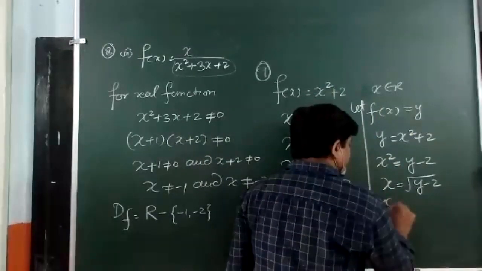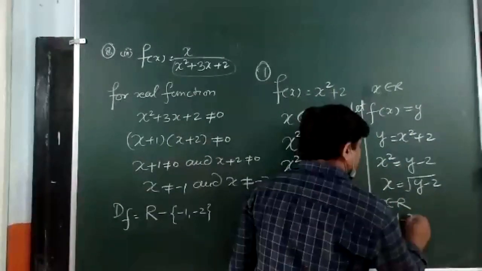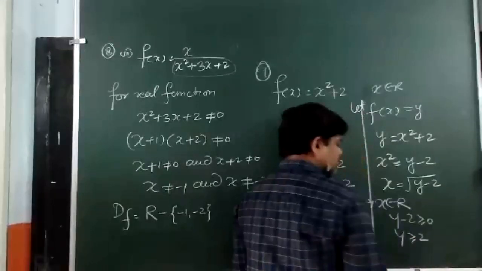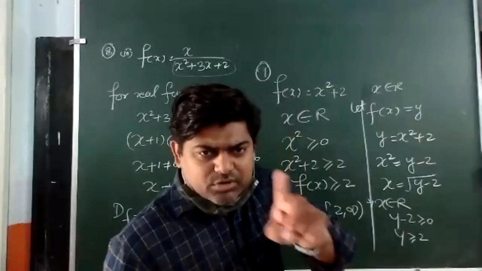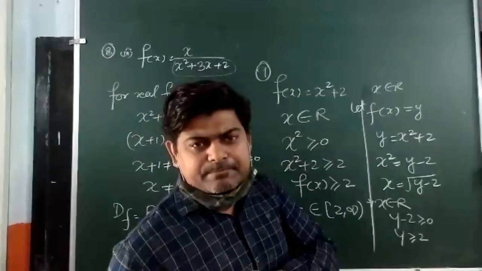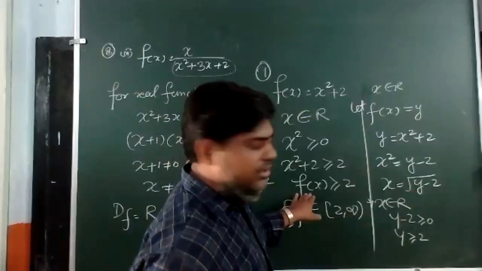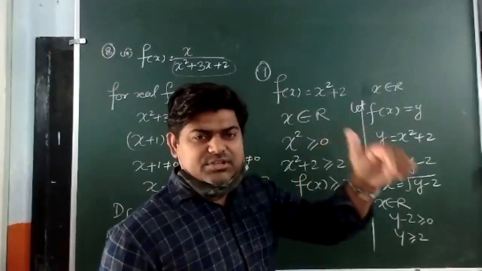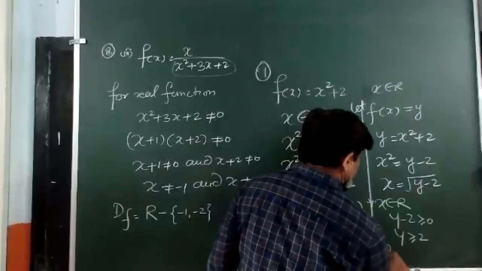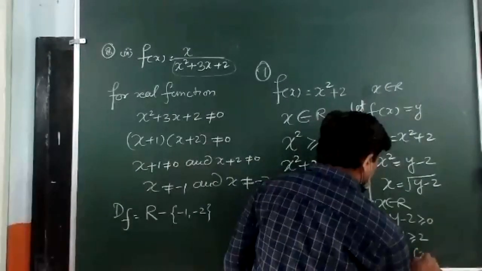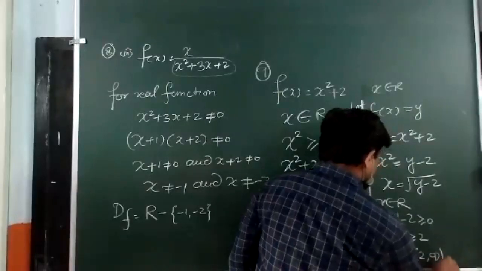For x belongs to real numbers, y minus 2 should be greater than or equal to 0. It means y is greater than or equal to 2. And what was y? y was just f(x) only. No? We had got f(x) is greater than or equal to 2. And if f(x) is greater than or equal to 2, it means the range of f belongs to [2, infinity).